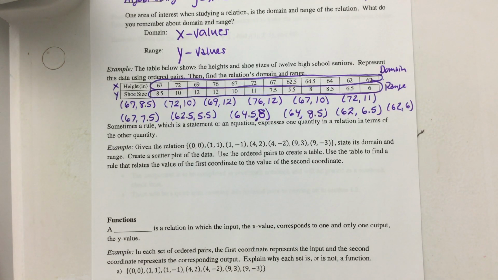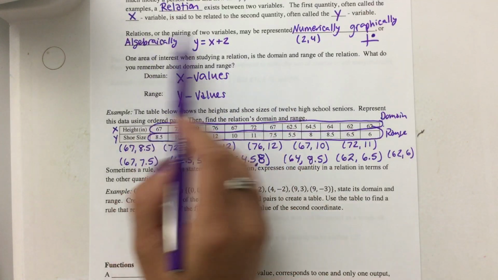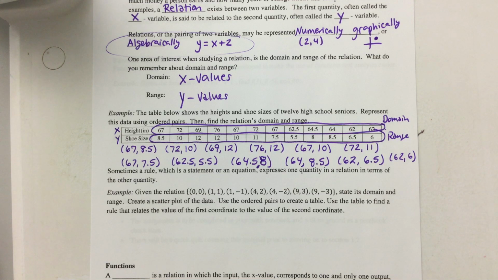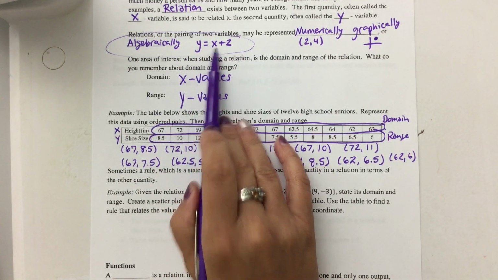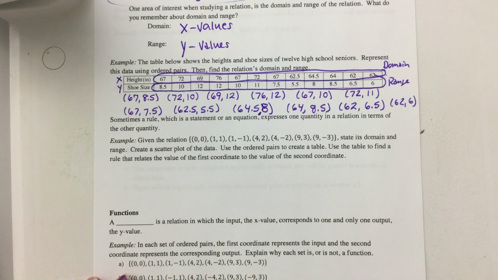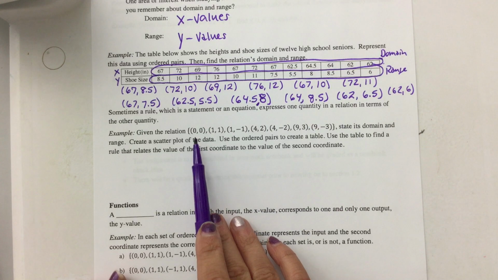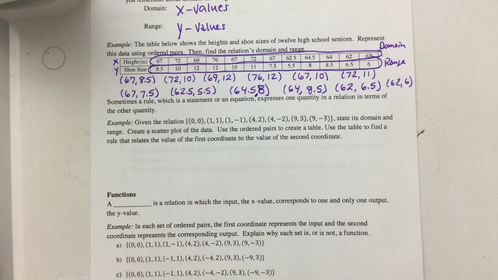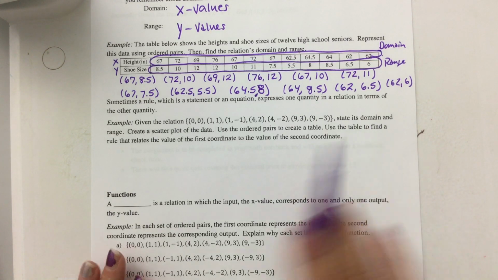Okay, it says sometimes a rule, which is a statement or an equation, expresses one quantity in terms of the other. And that's what they were talking about here. Algebraically means you have an equation. So you fill one value in, whether it be the x or the y, and then from the equation, you could identify the other value. That's exactly what they're talking about. If I am given this relation, it is just a set of ordered pairs, a set of x's and y's. We want to state the domain and the range.